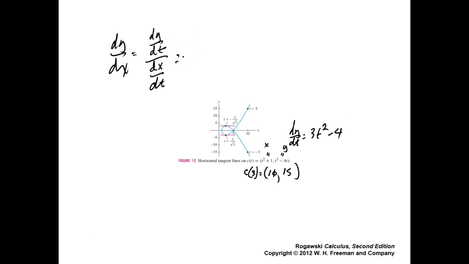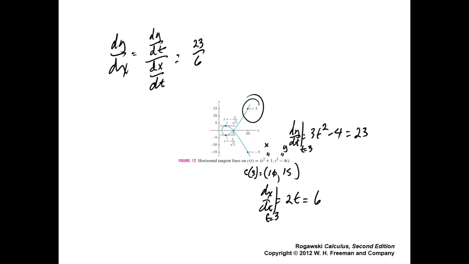My computer's going to sleep on me. And what's your dx/dt? 2t. Okay? And we want this at t equal to 3. Right? So dy/dt at t equal 3 would be 27 minus 4, which is 23. And dx/dt at t equal to 3 would be 6. Okay? So our slope then would be 23/6. Can't reduce that any.